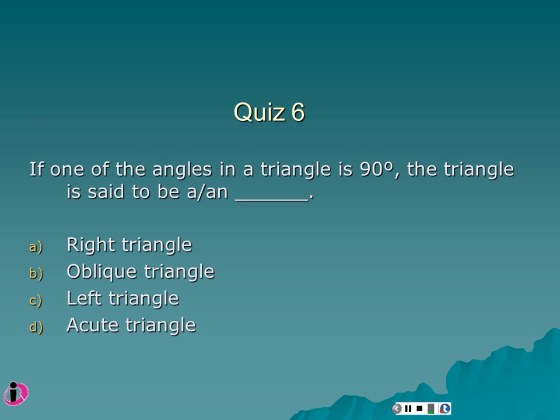If one of the angles in a triangle is 90 degree, the triangle is said to be a right triangle, right? Because there is a right angle, meaning 90 degree angle. So that triangle is called right triangle. So the right answer is A.